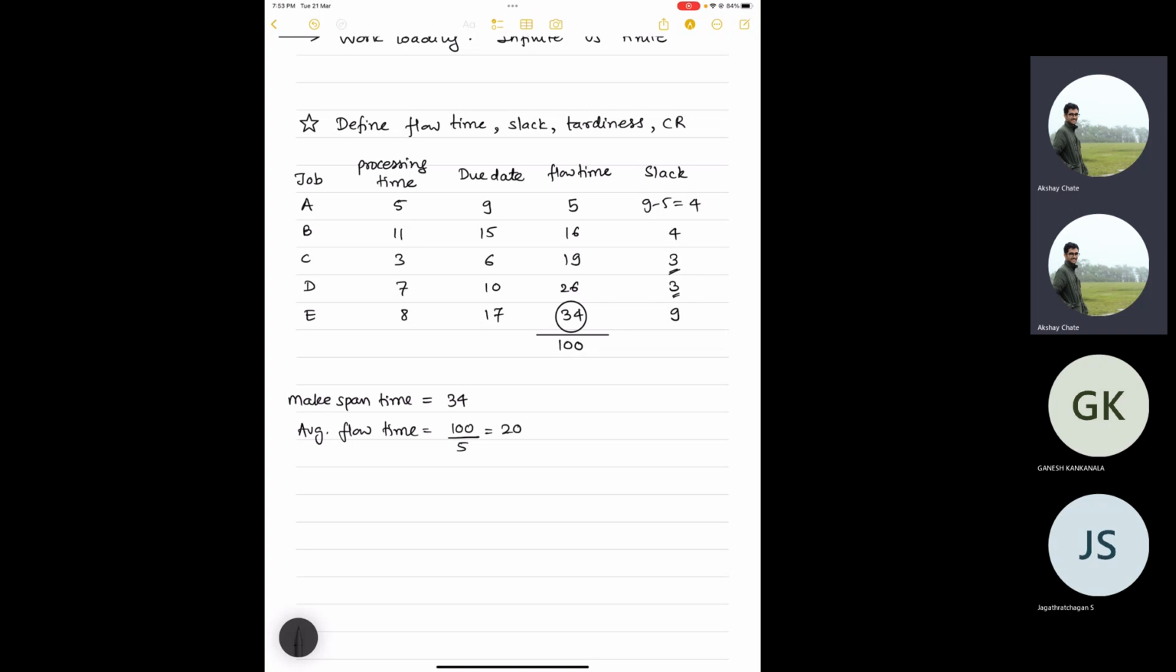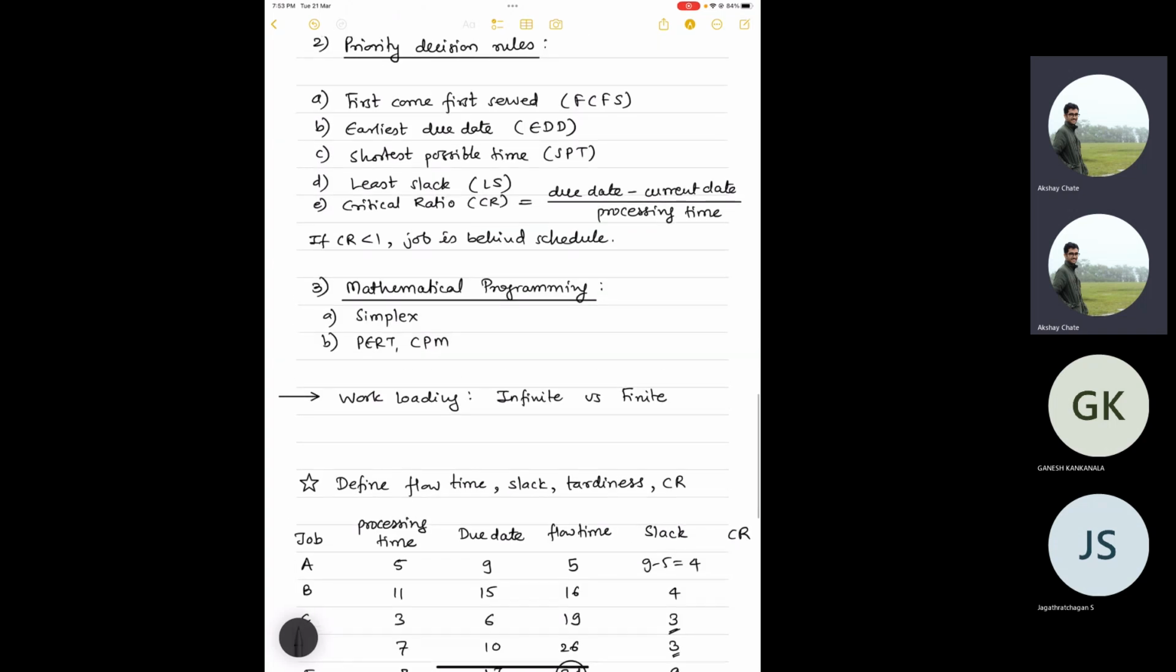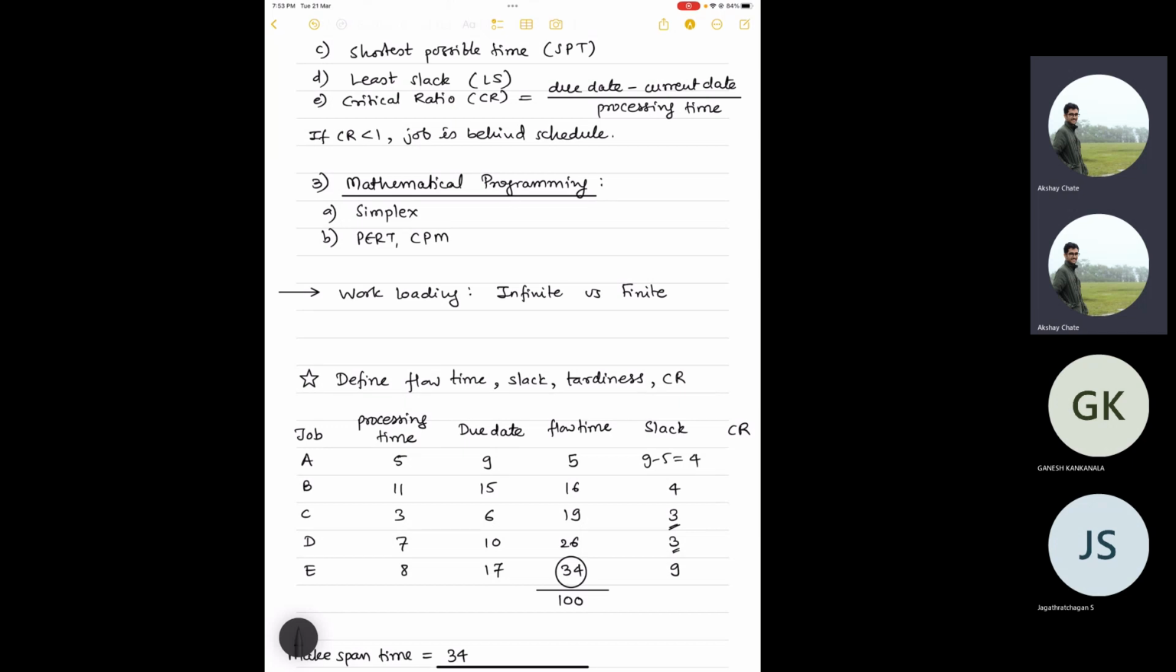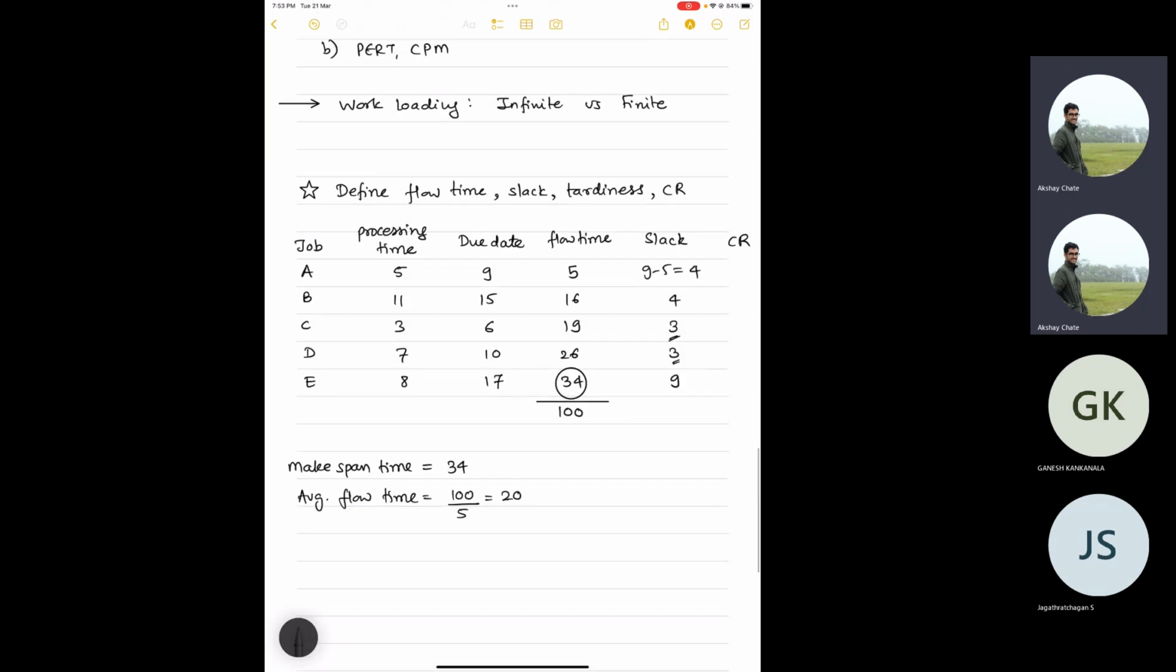Therefore, we have this thing called critical ratio. Critical ratio is, as I told you earlier, the difference of due date minus current date divided by processing time. Let's say we are on the first day itself. So the due date will be taken as it is, divided by processing time. So this will become 9 divided by 5, that is 1.8.